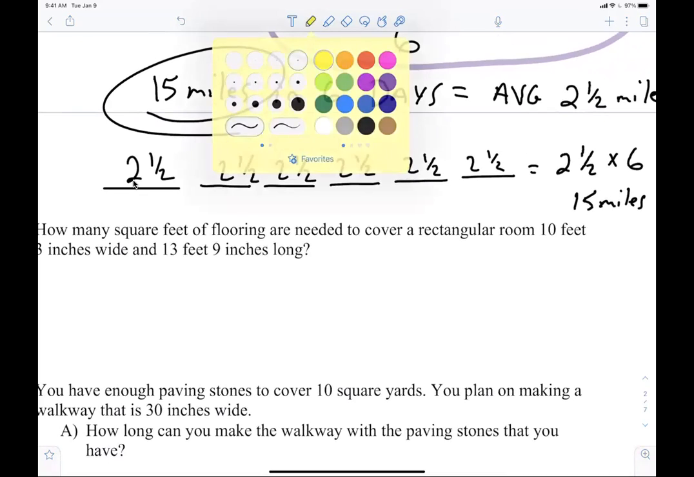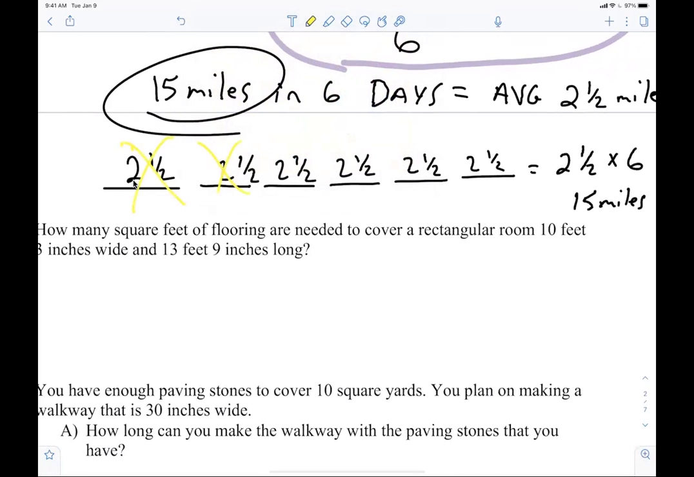I could have fallen asleep and said, I don't feel like going today. I don't feel like going any of these days. I'll still average 2.5 if I walk how many miles for these last 2 days? 7.5 now. Or you could say a total of 15 miles. Okay, do you agree with that now?